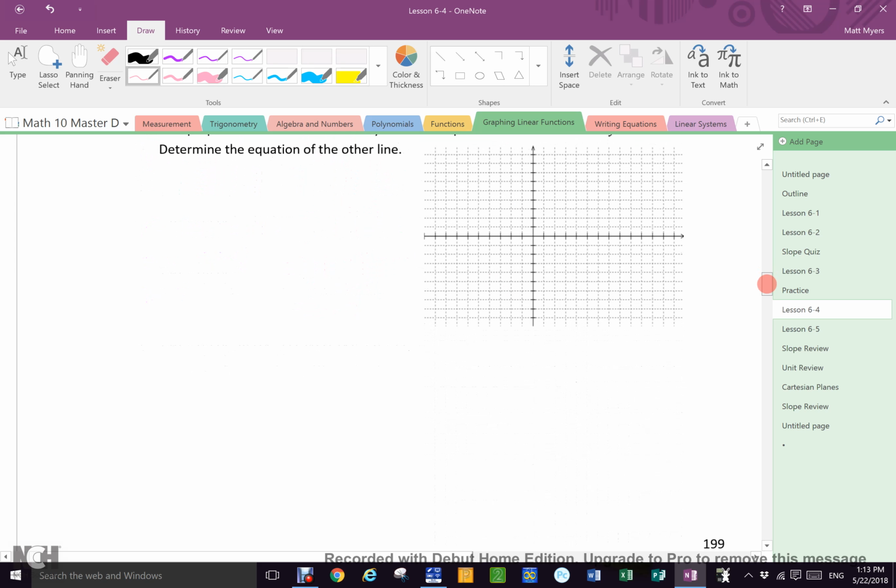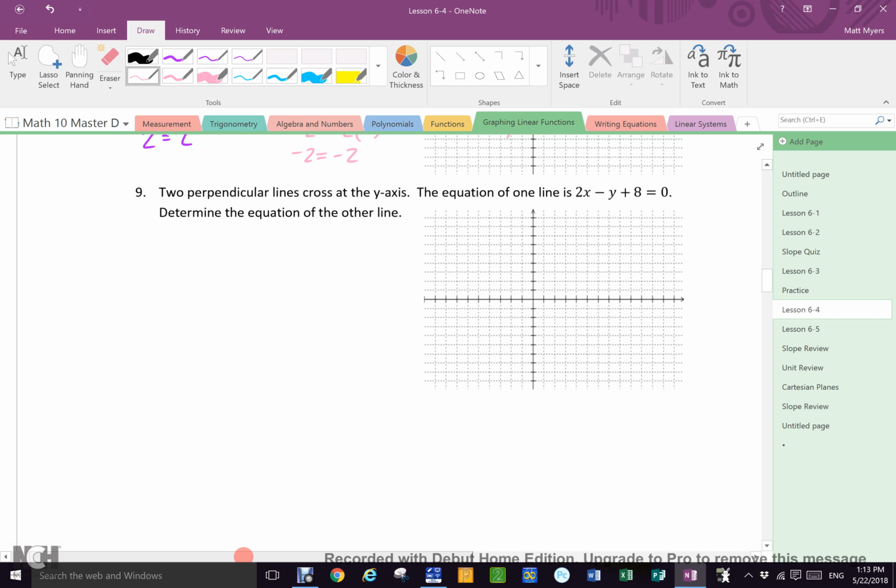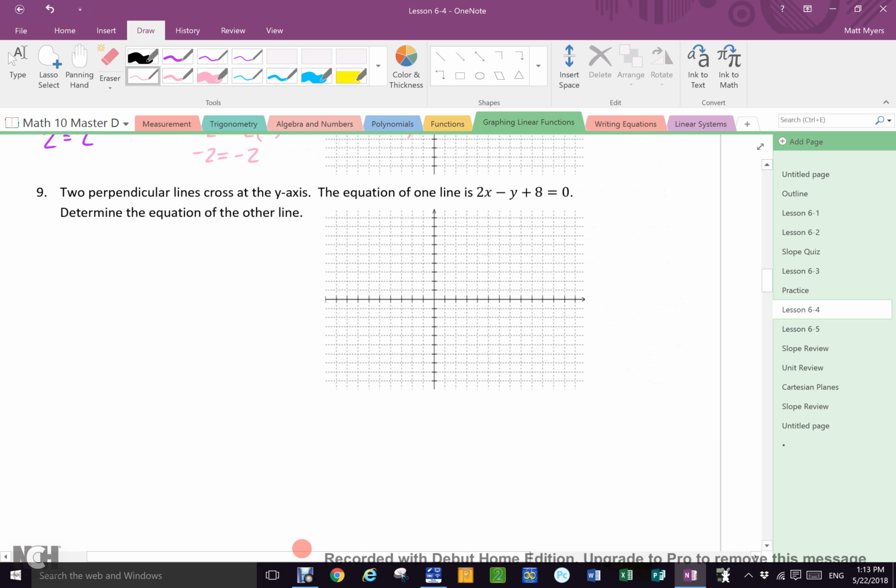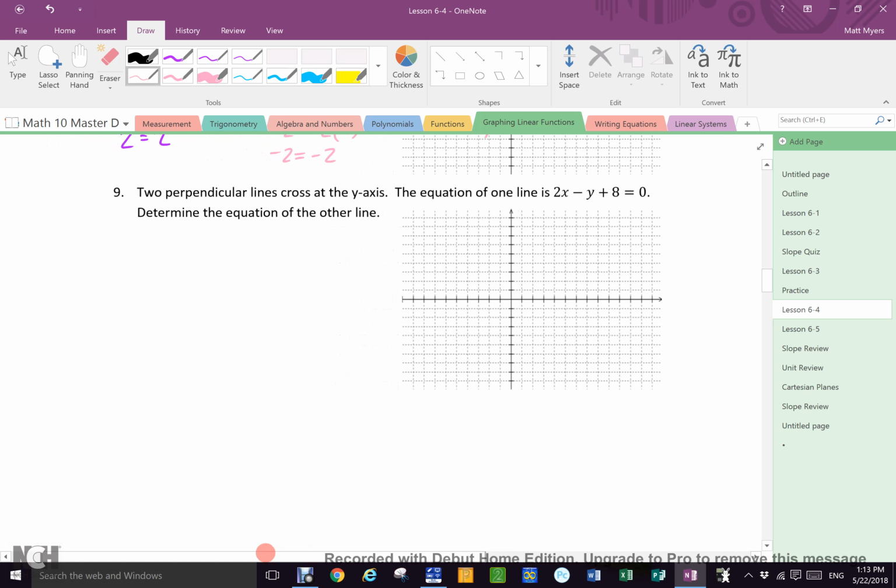Now, look at number 9. What are some of the hint words in number 9? Perpendicular. Perpendicular is a hint. How many lines do I need? 2 of them. So I'm going to have 2 lines that cross at 90 degrees, right? Yes. What else do I know about those lines? Where do they cross, Justin? On the y-axis. So those lines must have the exact same y-intercept, correct?